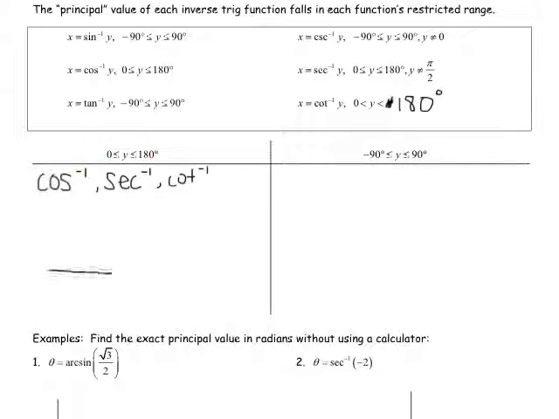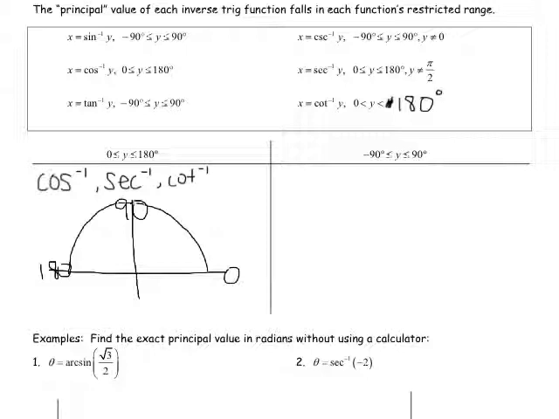So if you think back to a quadrant coordinate plane, 0 to 180 is 0, then we have 90 here, and then 180 here. So we're only going to be using quadrant 1 and quadrant 2.